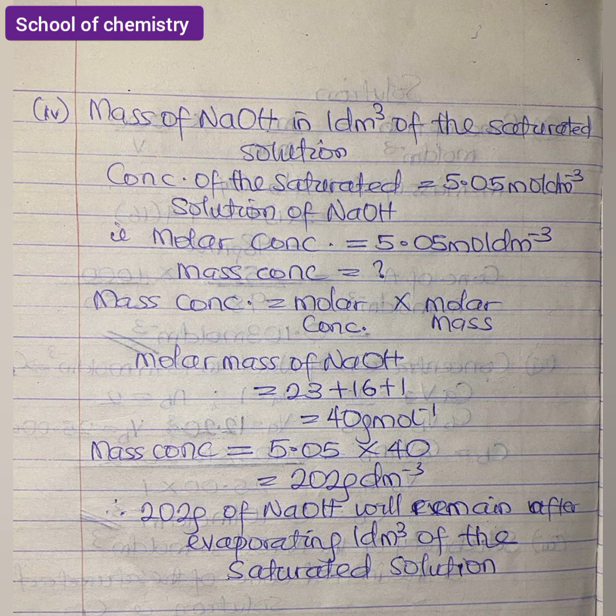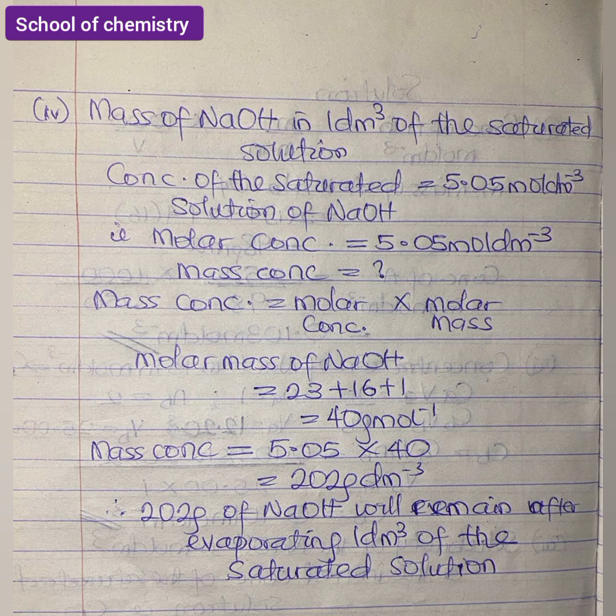Now, the last part of the question is the mass of NaOH in 1 dm cube of saturated solution. Mass of NaOH in 1 dm cube simply means mass concentration. Because if I have, let's say, 2.0 gram per dm cube, that means I have 2 grams dissolved in 1 dm cube. So when they say what is the mass in 1 dm cube, they're asking me what is the mass concentration. Now I know that mass concentration is equal to molar concentration multiplied by molar mass.